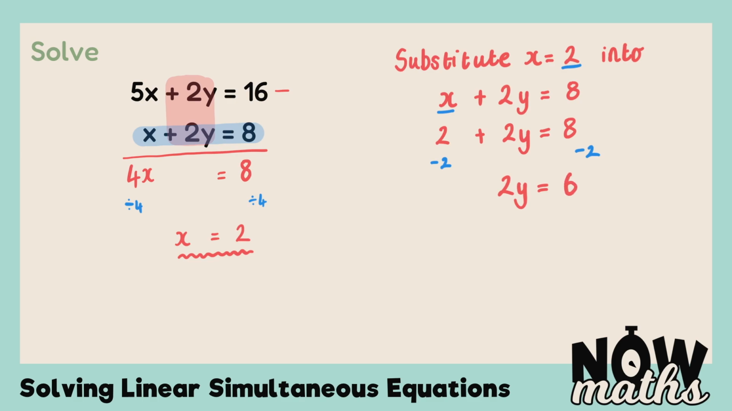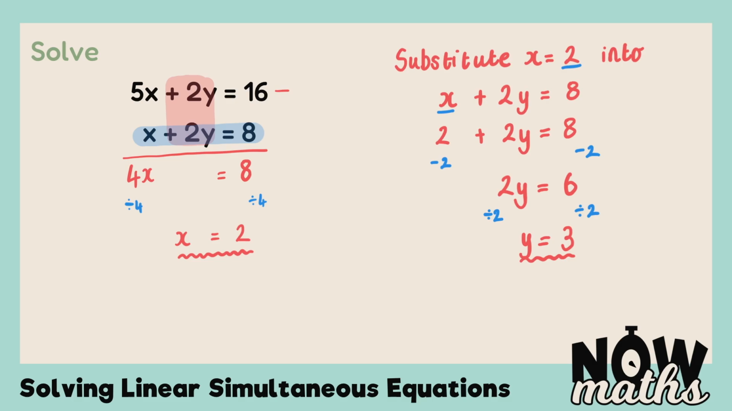And then if we're left with 2y equals 6, we divide by 2, and this should give us y on the left, and 6 divided by 2 is 3 on the right. So our y solution is y equals 3.